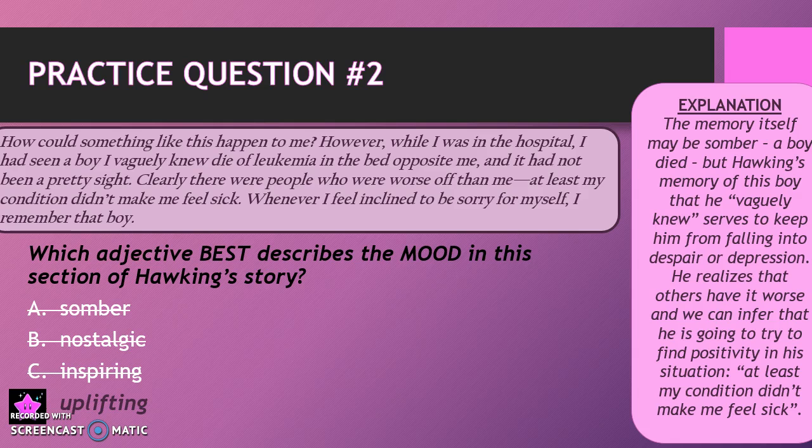The memory itself may be somber. A boy died, but Hawking's memory of this boy that he vaguely knew serves to keep him from falling into despair or depression. He realizes that others have it worse, and we can infer that he is going to try to find positivity in his situation. At least my condition didn't make me feel sick, he says.